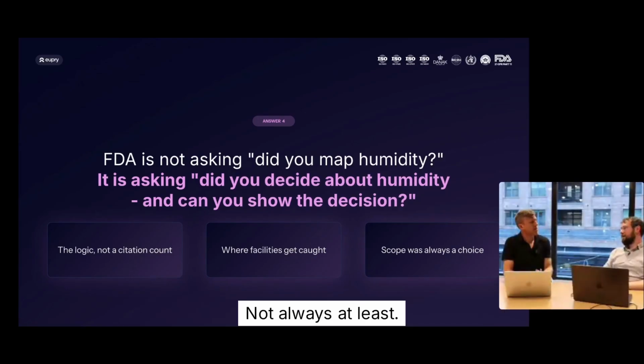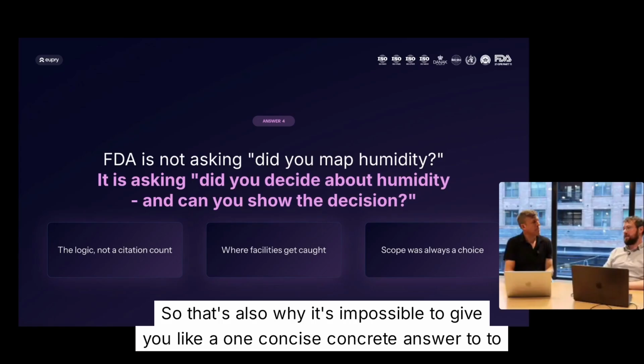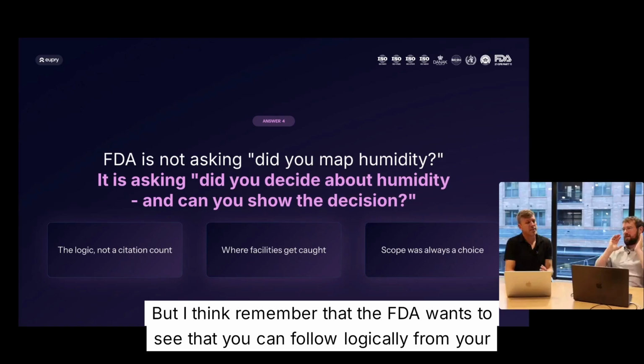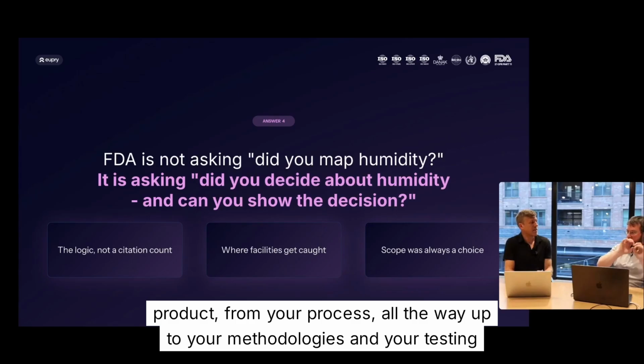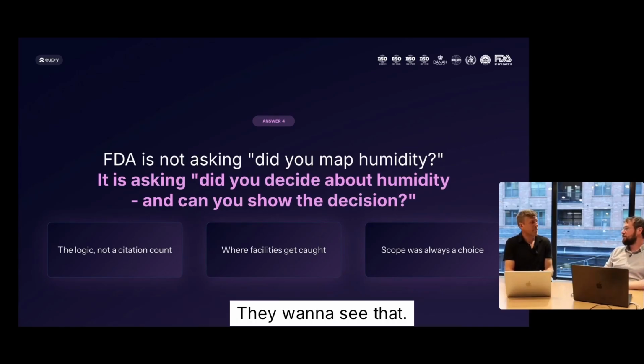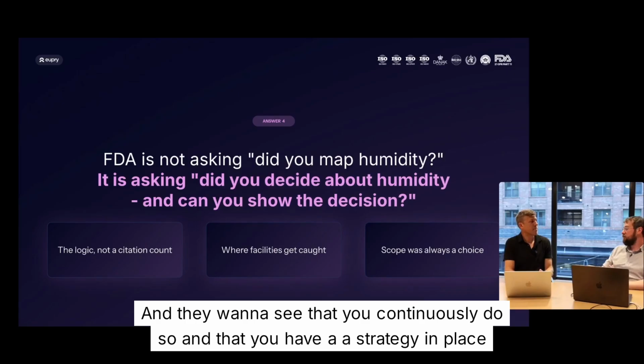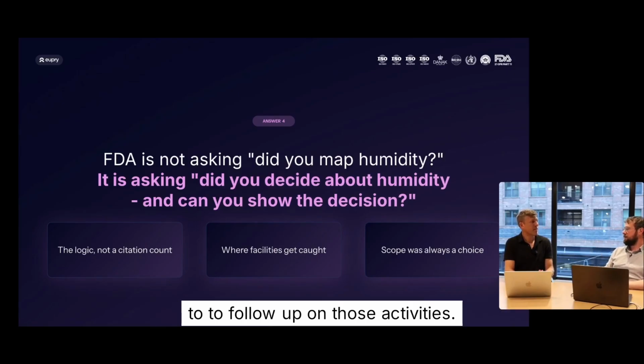Not always, at least. I think it really depends, and that's also why it's impossible to give one concise, concrete answer to that question. But remember that the FDA wants to see that you can follow logically from your product, from your process, all the way up to your methodologies and your testing strategies. They want to see that, and they want to see that you continuously do so, and that you have a strategy in place to follow up on those activities.